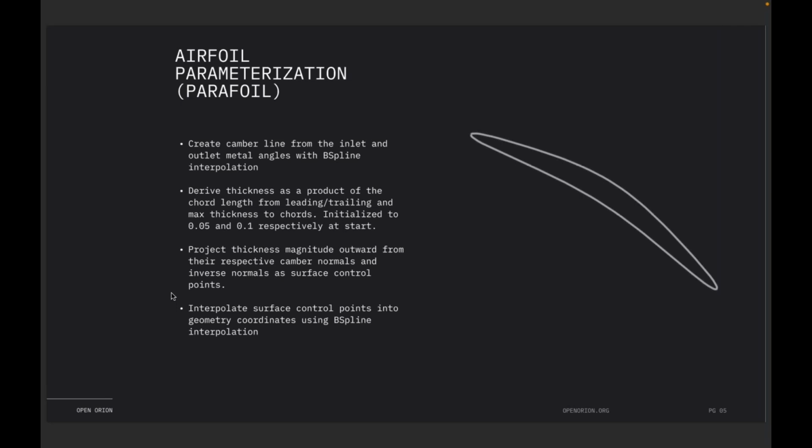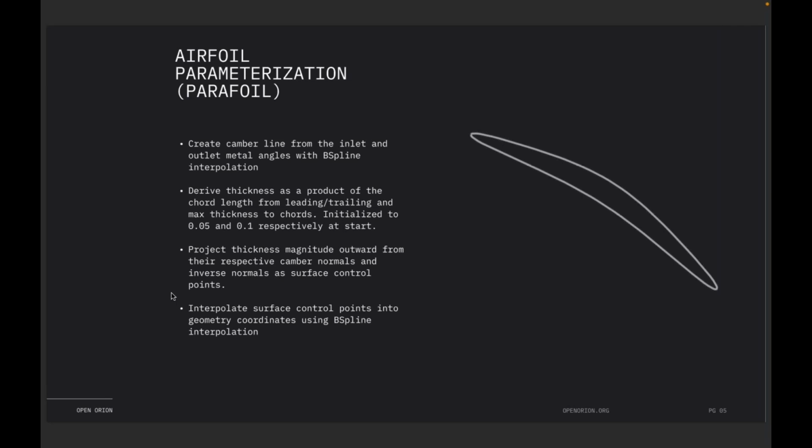And there are a lot of blade parameterization tools I've seen. There's Parablade, there's NASA's PyTurbo, and they use a very similar concept where essentially you can set up a camber line with your inlet and your outlet angles, and then you can use B-spline interpolation to connect the camber line. And then from there, you can start off with an initial thickness to chord.